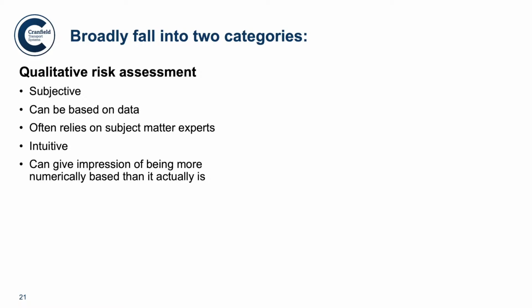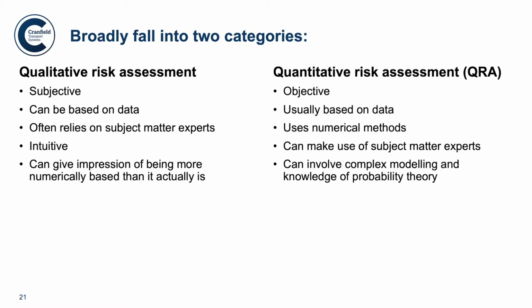Quantitative risk assessment is more objective. It's usually based on data using numerical methods, and it can also involve the use of subject matter experts and their knowledge, particularly where data isn't available. But it can involve complex modelling and knowledge of some probability theory, and that can be a barrier to understanding. So quantitative risk assessment can be more complex and less intuitive than qualitative risk assessment.